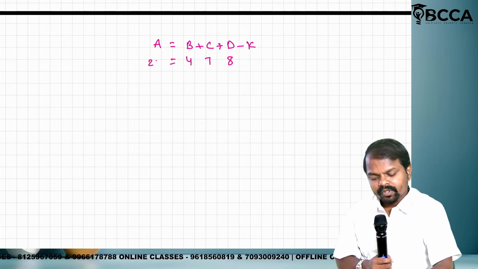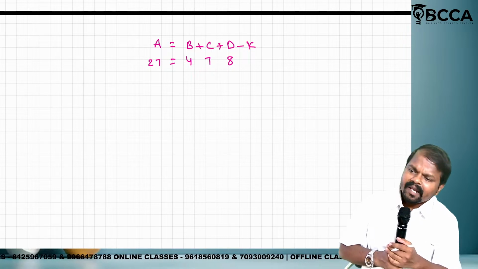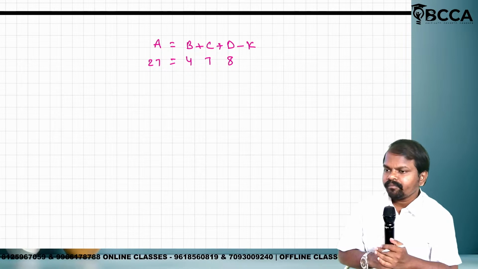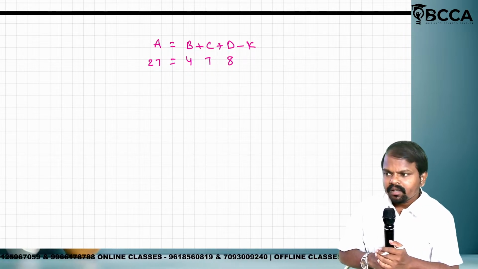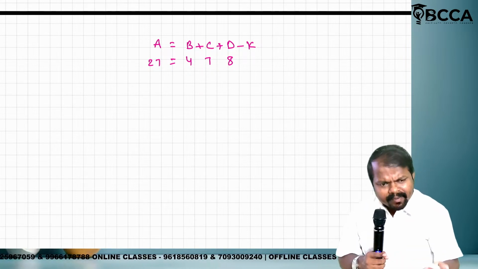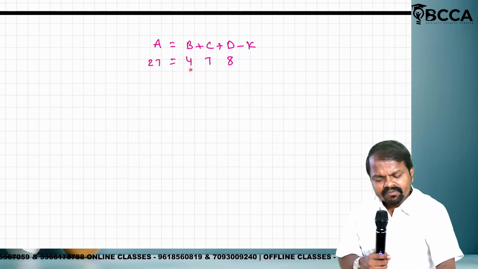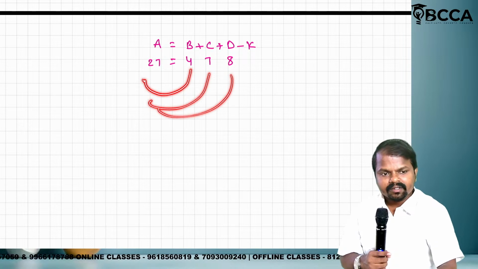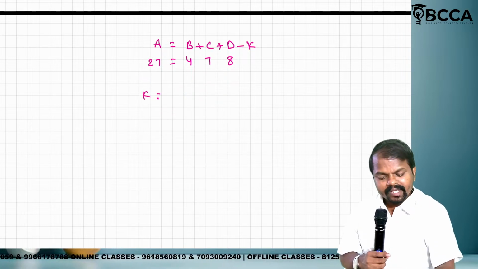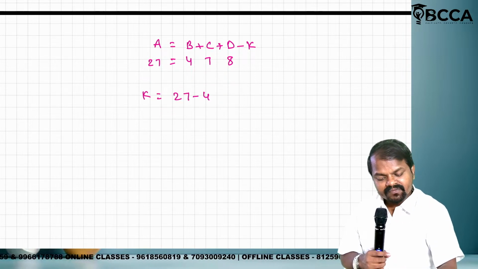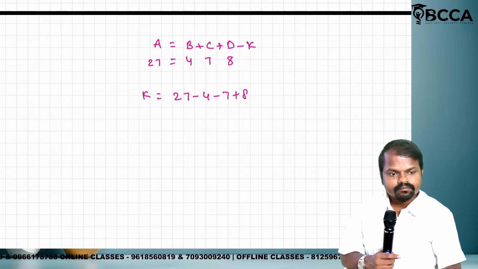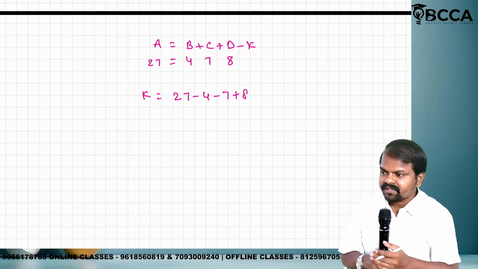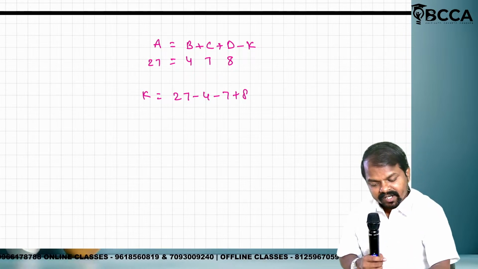A value 27 they gave. K value, can you find? Is it possible to find out the K value? Possible or not possible? Possible. Why? This value will be converted or transferred from this side to this side. Then K value we can write as 27 minus 4 minus 7 plus 8. I hope you know the mathematical equations. Correct.